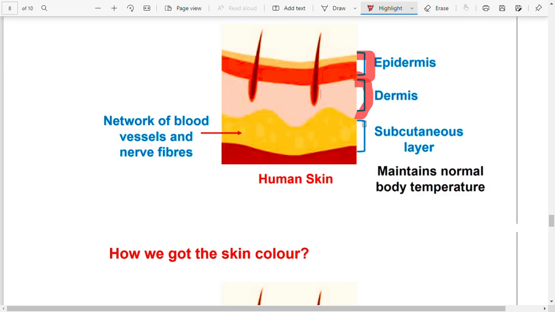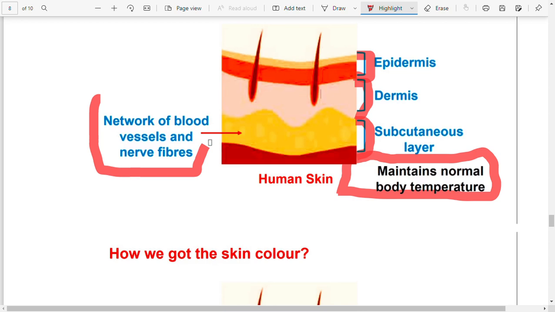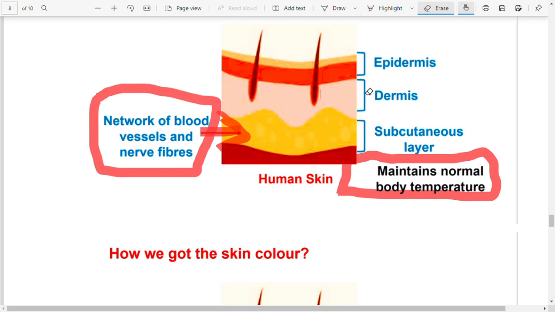Now this is the subcutaneous layer. We can also call it the hypodermis. What does it do? It maintains your normal body temperature. Also, the network of blood vessels and nerve fibers is there in this subcutaneous layer. Am I clear with this?